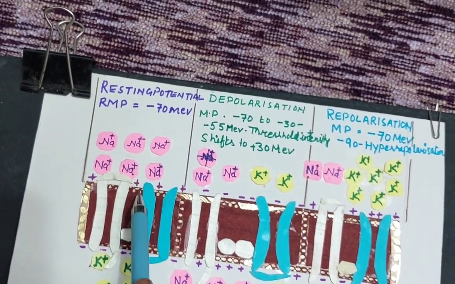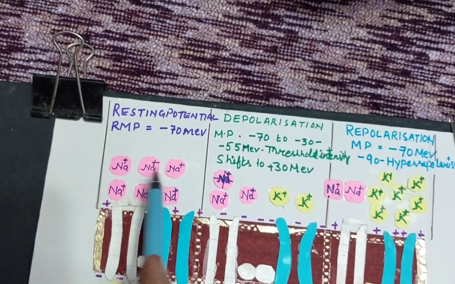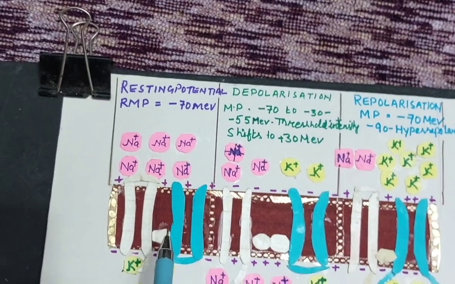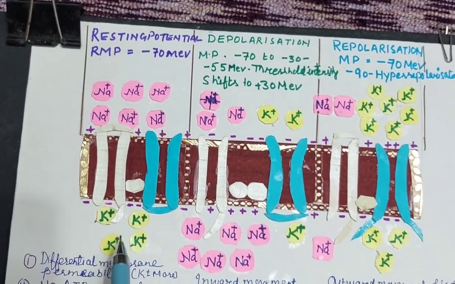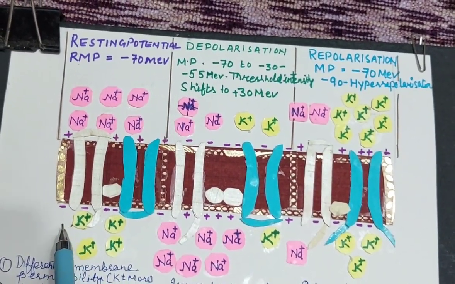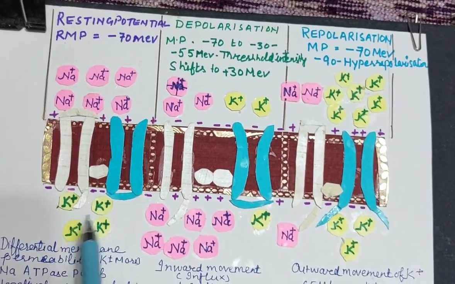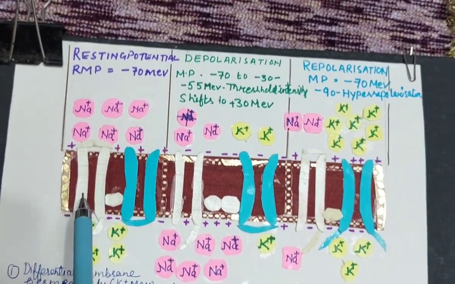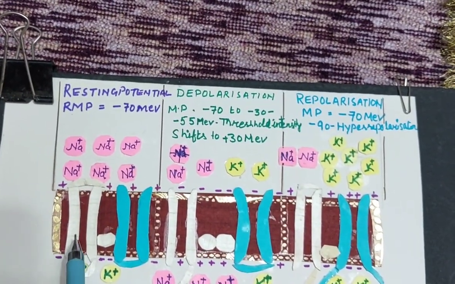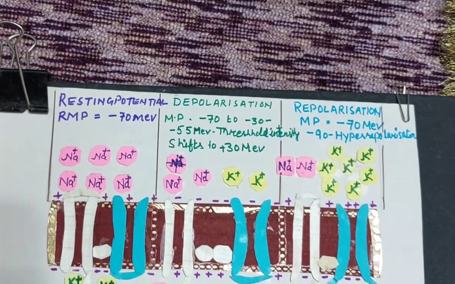Outside this axon, extracellular fluid is present that contains ions like sodium, chloride, and potassium ions. Inside the membrane, that means in the axoplasm, what is present? Potassium ions are present, and proteins are also present here. This neuron has some ion channels as well as the pump also.